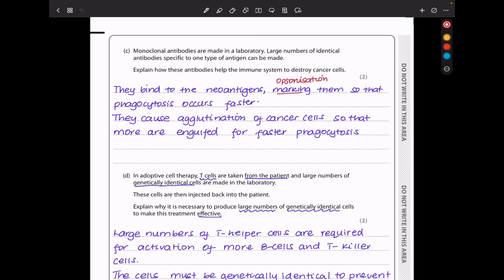Antibodies carry out opsonization, they cause agglutination, and so on. So I say they bind to the neoantigens, marking or opsonizing them so that phagocytosis occurs faster. And they also cause agglutination of cancer cells so that more are engulfed.